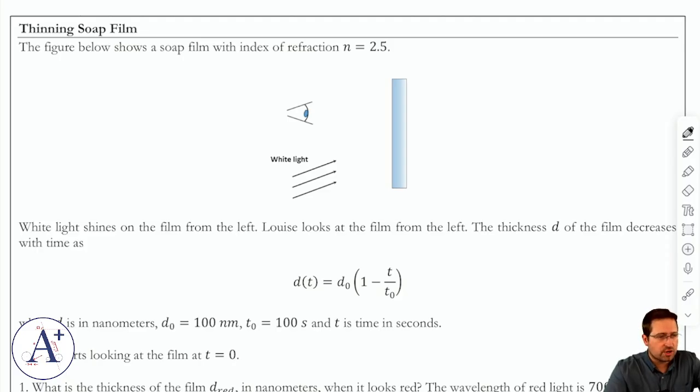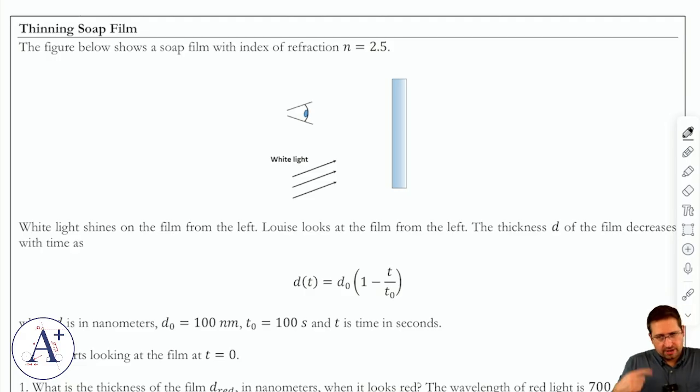We're going to do a thinning soap film problem. We're going to do double slit interference in different media, which is a good one. It's a fun one. And then we're going to do diffraction with blue and orange light, which is a phenomenal problem. Yeah, we're going to go through all 3.